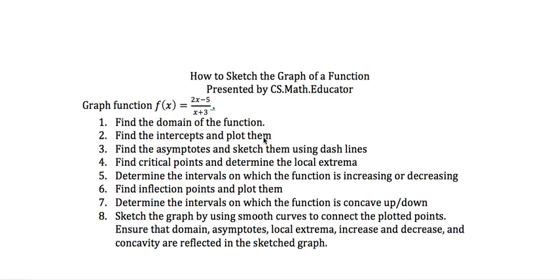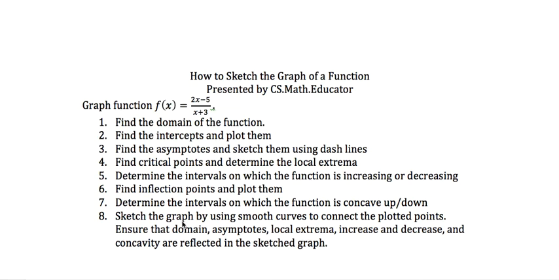intercepts and plot them, then find the asymptotes and sketch them using dashed lines, then find the critical points and determine the local extrema. Then determine the intervals on which the function is increasing or decreasing. Then find the inflection points and plot them. Then determine the intervals on which the function is concave up or concave down. After these 7 steps are done, we have all the information we need to sketch the graph of the function.